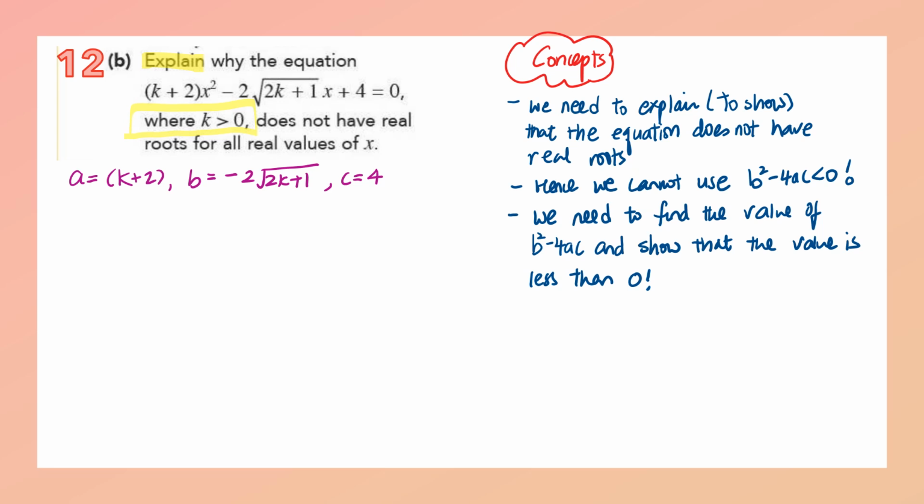So first things first, write down the values for a, b, and c. Right, and then write down b squared minus 4ac. Substitute all your a, b, and c into b squared minus 4ac, and then you need to simplify it. Okay, I'm going to show you how you can simplify this.